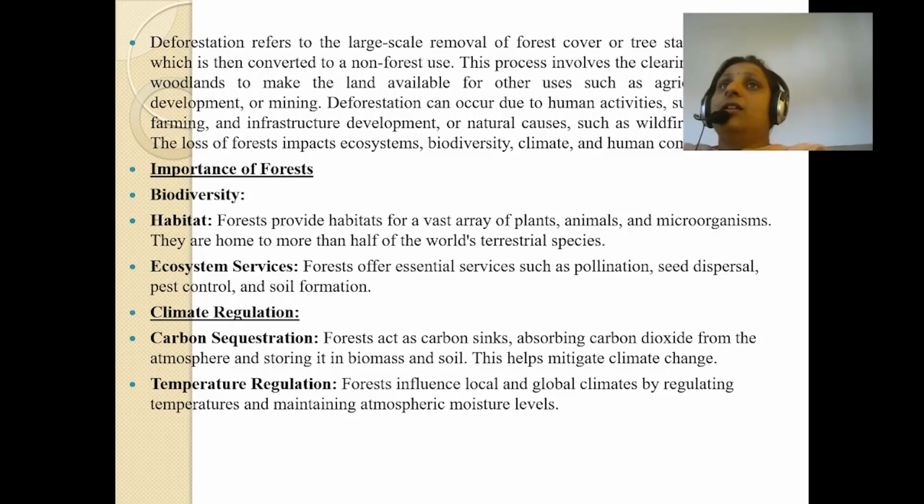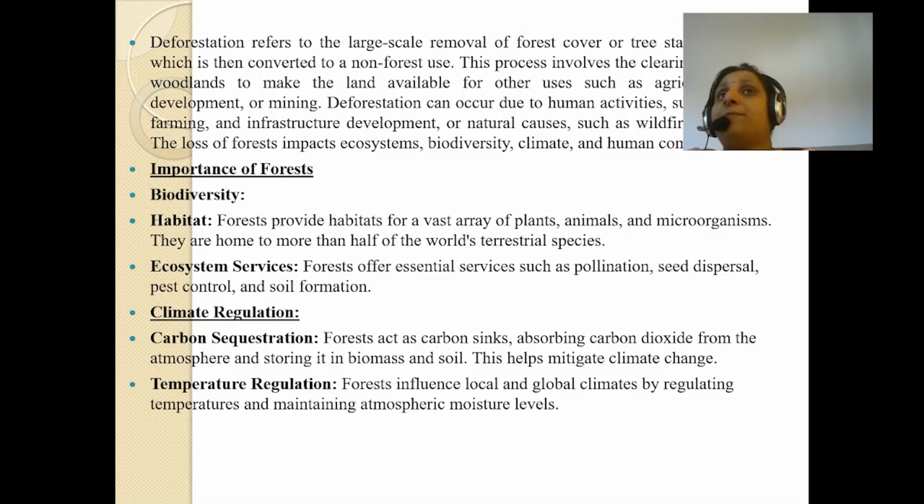But loss of forest makes an impact on the ecosystem also. It impacts biodiversity, it impacts climate, and it makes an impact on human communities. You are listening, students? What does loss of forest impact? It impacts the ecosystem, biodiversity, climate, and human communities.